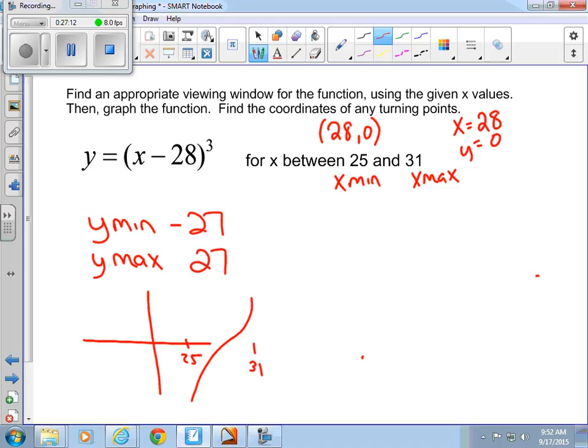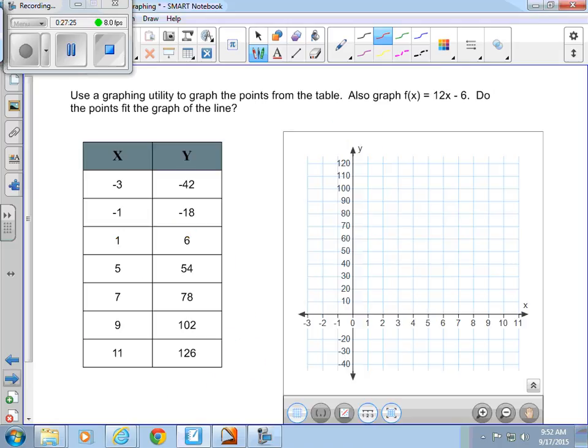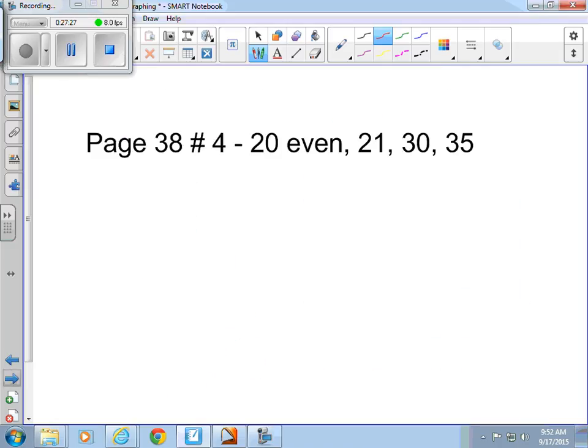Okay. If the turning point is a minimum, you can use the minimum button on your calculator, or the maximum button on your calculator. We will talk more about those on another day. For now, I'm okay with you. Okay, go ahead and write this down. I do have one more example. Write this down.